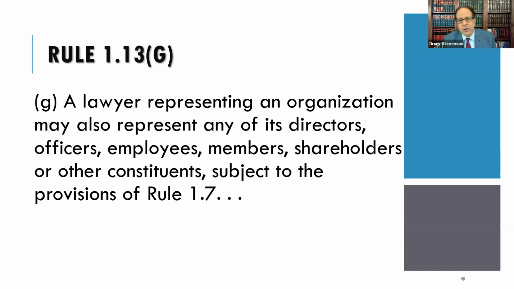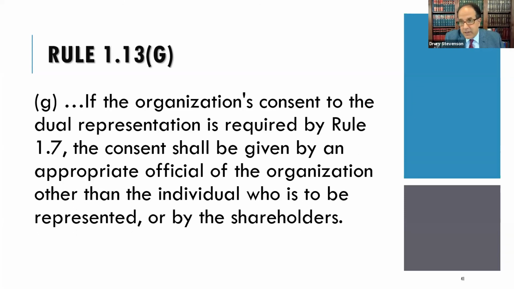So G says a lawyer representing an organization may also represent any of its directors, officers, employees, members, shareholders, or other constituents, subject to the provisions of Rule 1.7. So that's our conflicts of interest rule. And remember, obviously, you could have a situation where eventually the two are going to become hostile or file a cross-claim, or one wants to be indemnified by the other, or one is going to testify in a way that makes the other look like they have a bigger share of the responsibility.